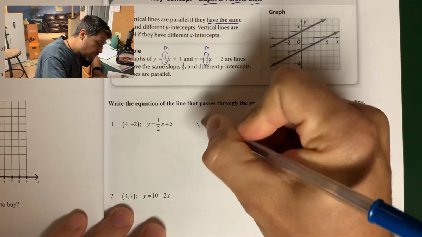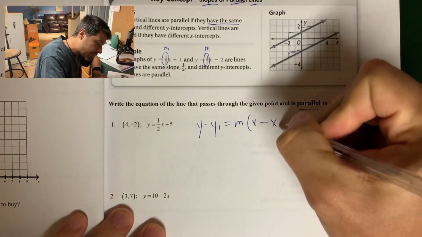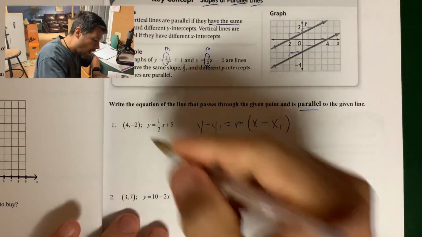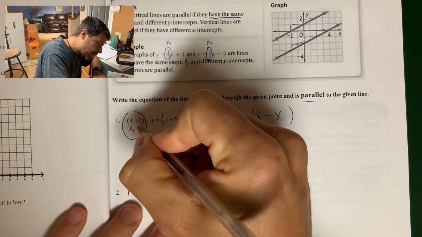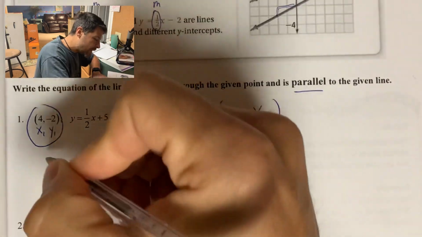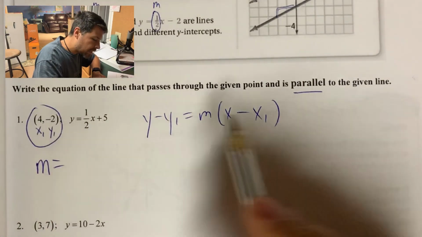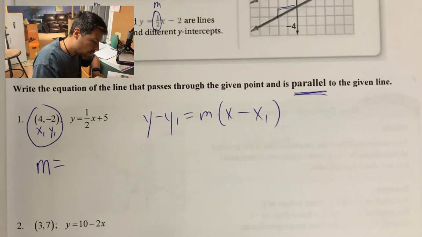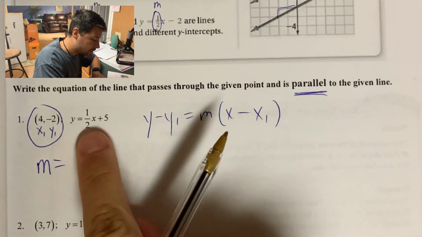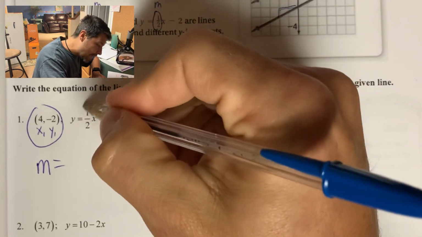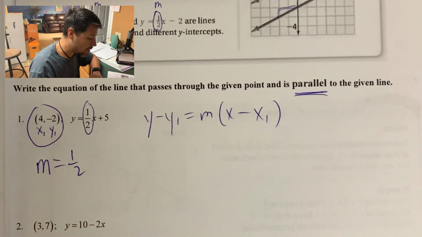We are going to use point-slope form, which we've used many times before: y minus y1 equals m times x minus x1. They already give us a point, 4, -2, which I always want to label as x1, y1. We now need to find the slope. It says write the equation of the line that is parallel to it. Well, this line is y equals 1/2 x plus 5. This is in y equals mx plus b form, and the m of this line is 1/2, which means the parallel line is going to have a slope of 1/2.